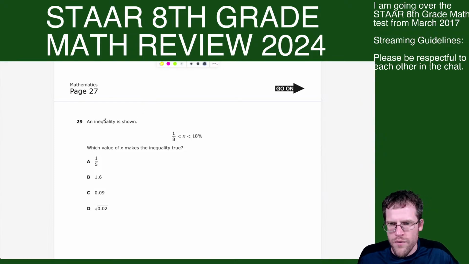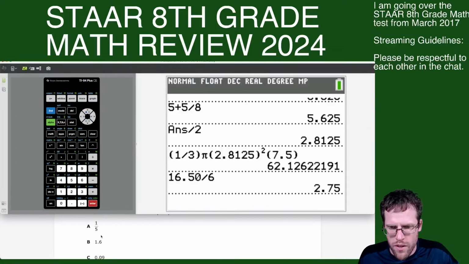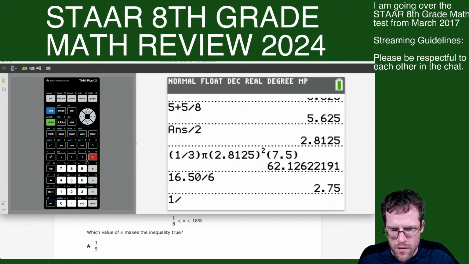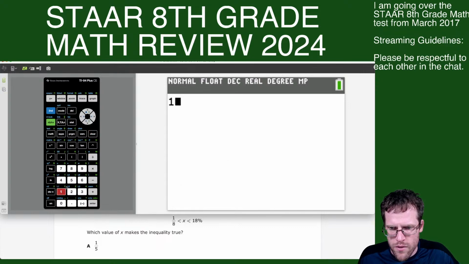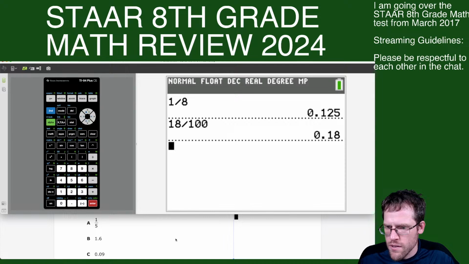All right. This one, if you want to use a calculator for this one, you can. I'll also show how to do it without a calculator. But I'm looking at 1/8. So actually, let me clear all this other stuff out. So 1/8. And 18% is 18 out of 100. And it's going to give us this.